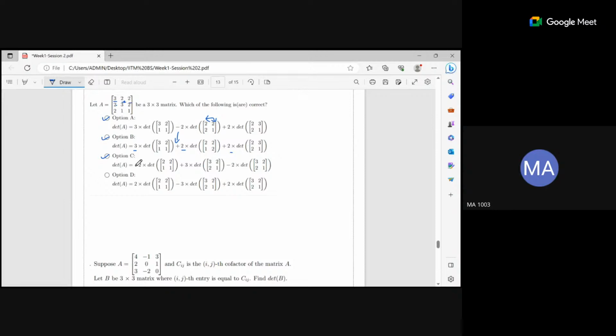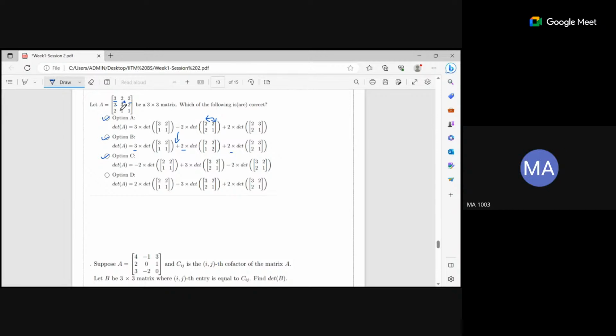And for the remaining part, minus 2 if you are taking, then this row and this column you have to leave out. So 2, 2, 1, 1. And then plus 3, determinant of 3, 2, 2, 1. And then minus 2, determinant of 3, 2, 2, 1. Okay, so this option is also correct. What happened to option D? Why is it not correct? The signs in the cofactor matrix, they are not correct.